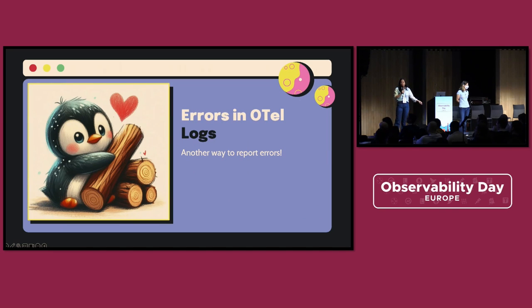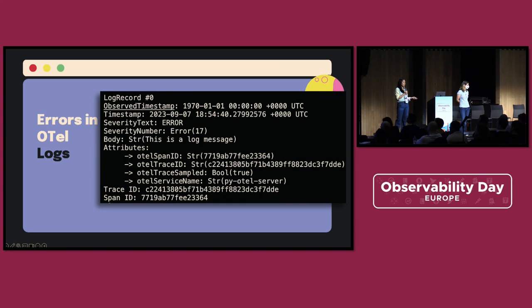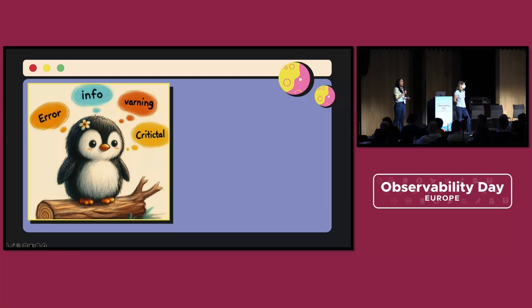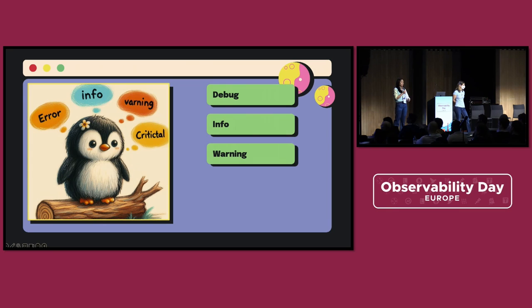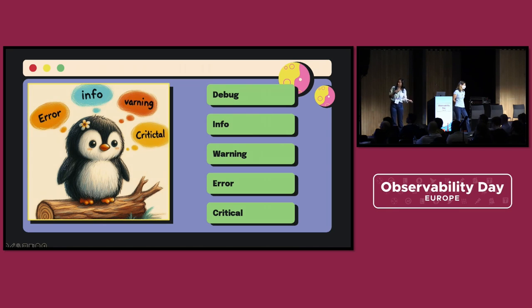We can also record errors using logs with OpenTelemetry. In OpenTelemetry, a log is a structured message emitted by a service or some other component. They include a message, a timestamp, as well as a severity level. Severity levels represent the type of message that's being emitted. So debug, info, warning, error, or critical.